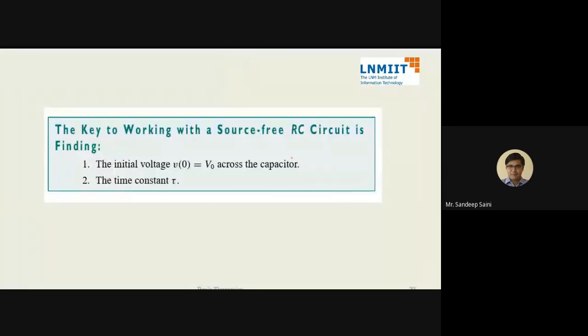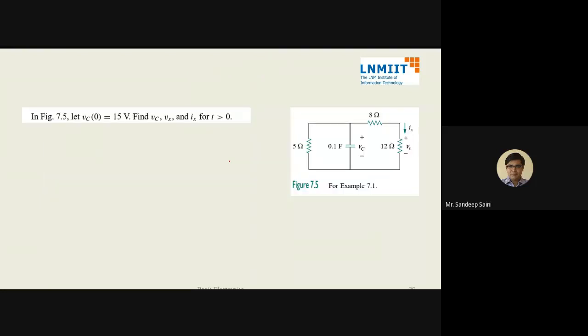Now whenever we have to work with source free circuits, we have looked at the equation: V of t is equal to V naught e raised to power minus t by tau. In this equation, I have to find only two things, V naught and tau. There are long ways of doing it, but this is the short method, and some of you have been using it maybe in class 11th or 12th. So I have this circuit.